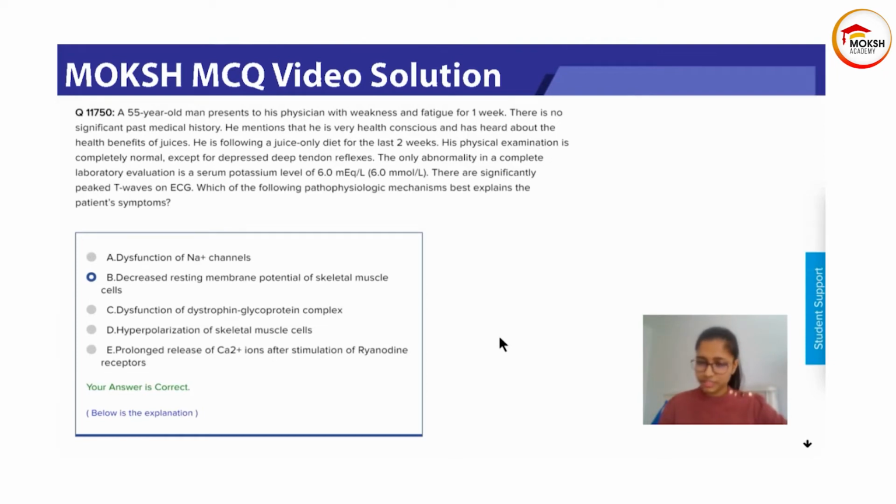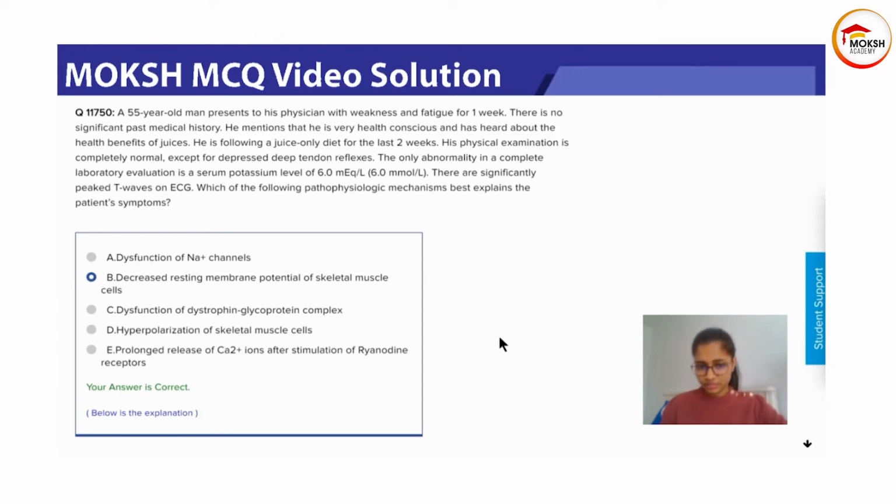Dysfunction of dystrophin glycoprotein complex. Can somebody give me the diagnosis for dysfunction of dystrophin protein? Muscular dystrophy, Duchenne's muscular dystrophy, yes. Becker's dystrophy, yes. So that's the one they are mentioning over here.